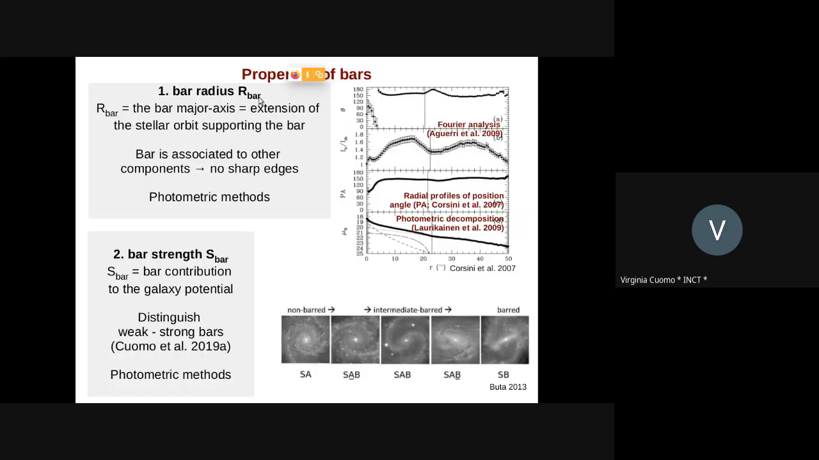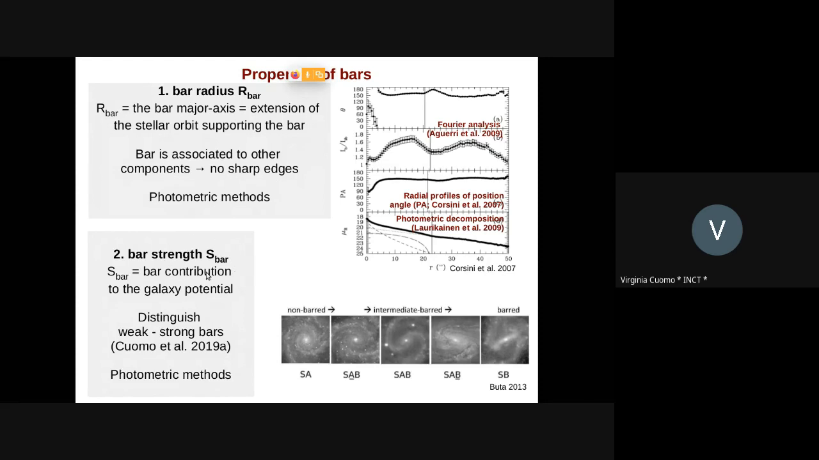So what are the properties that we need to define to characterize bars? We need to define three main properties. Two come from photometric analysis, which means analyzing the images of the galaxy, and these are the bar radius and the bar strength. In particular, the bar radius measures the extension of the stellar orbits which support the bar, and different approaches have been developed in the literature to measure this quantity. And as Sol already told us, bars can be associated with other components such as rings or spiral arms, so it is very difficult to catch the edges of the structure.